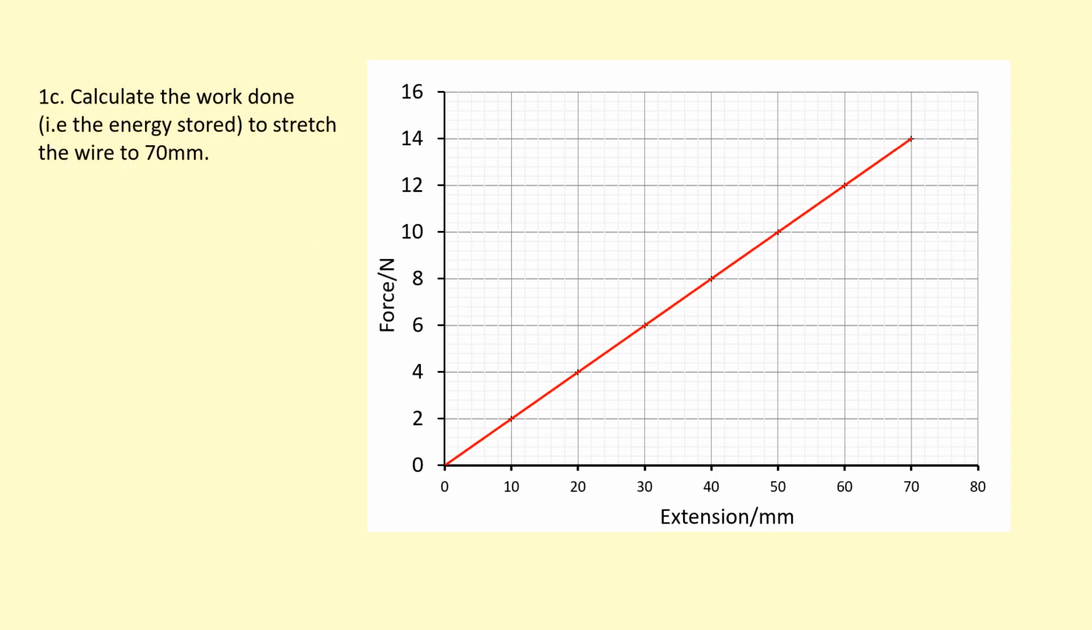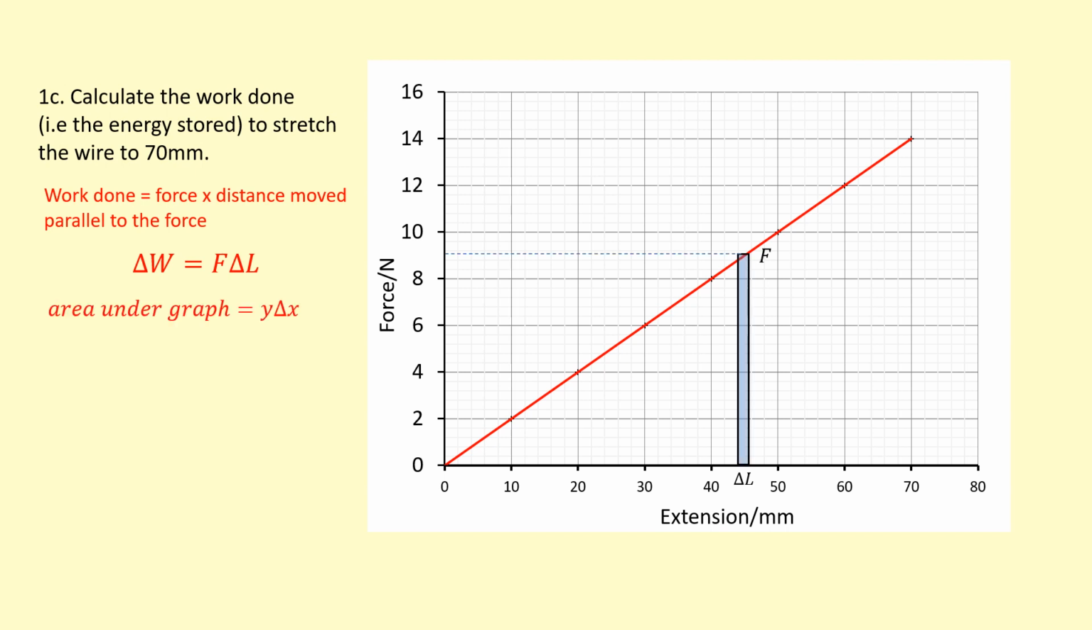Okay, in this question we're asked to calculate the work done, i.e. the energy stored, to stretch the wire to 70 millimeters. Work done is force times distance moved parallel to the force. In this case, we're applying a force to stretch something. So force times extension is actually the area under this graph, y times change in x. So we can get the total area under the graph to calculate the energy stored, or the work done to stretch it.